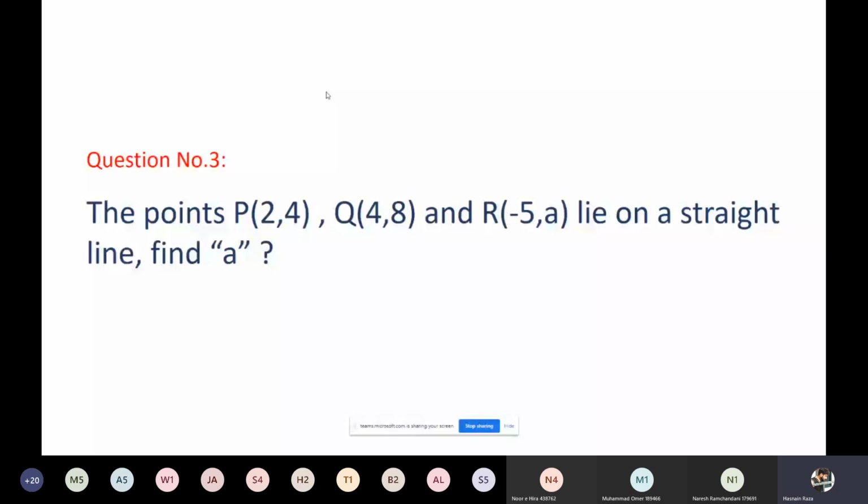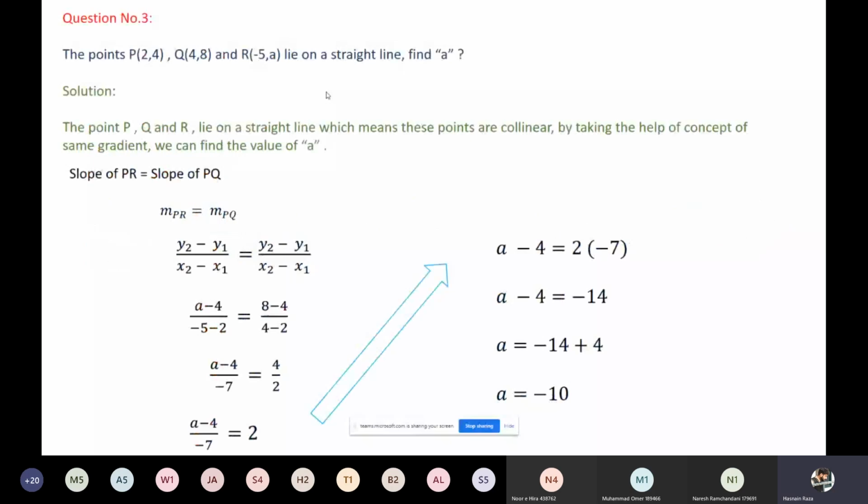Look here. The points P, Q, and R lie on a straight line. That means these points are collinear. Because they are collinear points, we are taking the help of the concept of the same gradient, the same answer of the gradient, because it is a single line. So we can find the value of A.